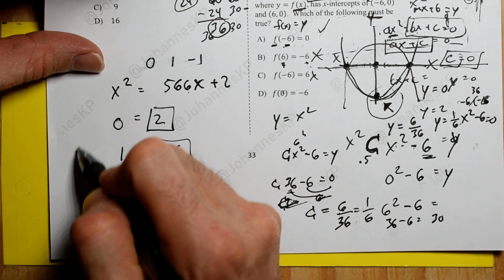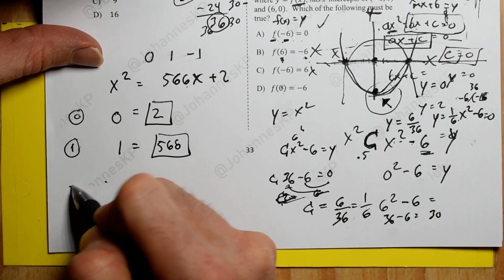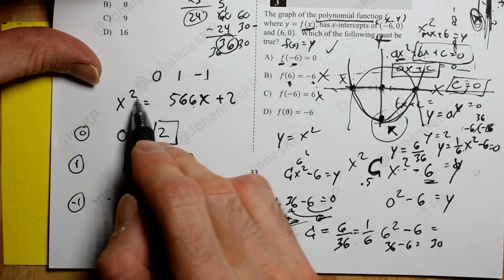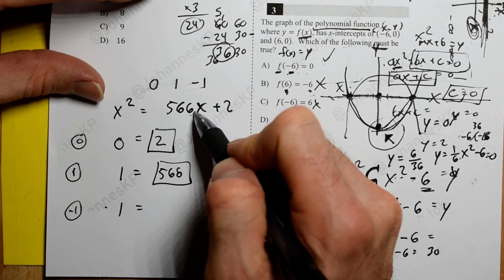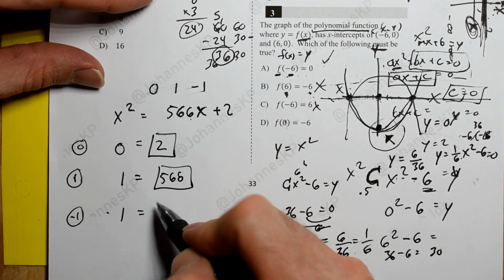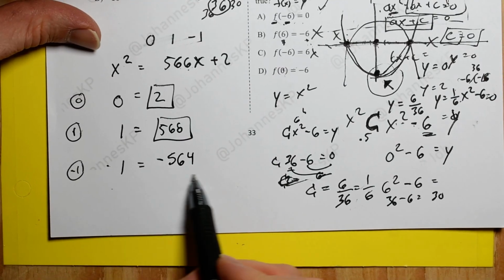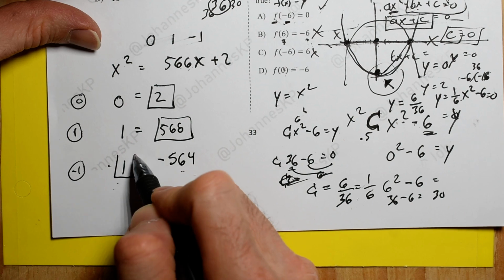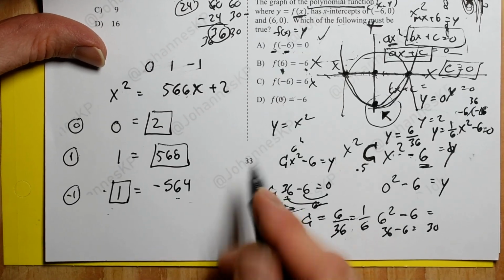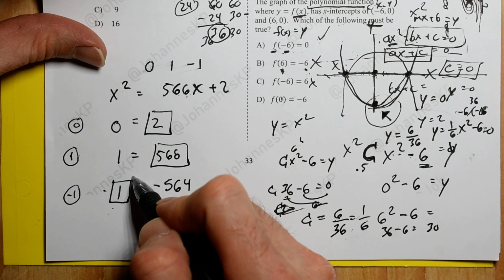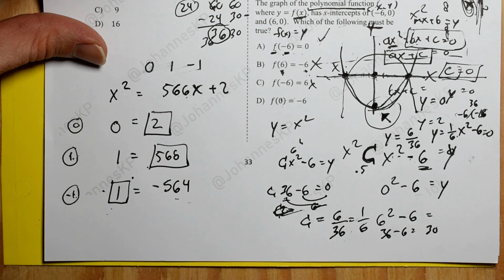So this was 0, 1, and then we're going to do -1. So now -1 squared is just 1 again, but then we're going to have -566 plus 2. That's going to be -564. Now which number is bigger? This one. Okay, so even just right here, what you get is there is going to be a solution between 1 and -1.